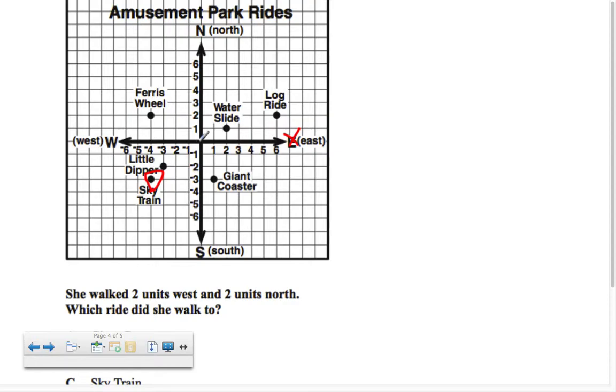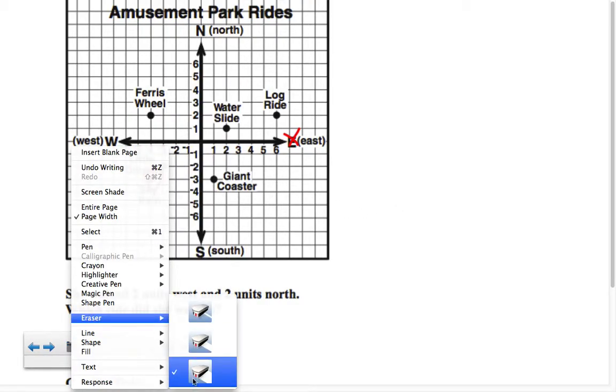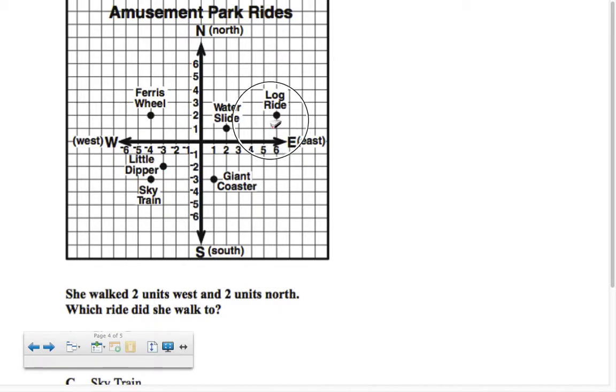The Ferris wheel is -4, +2. The water slide is 2, 1. The log ride is 6, 2. The giant coaster is 1, -3. And the only way to get better at something like this is just through practice. If you need help in class, be sure to ask me, but we're way over our time.